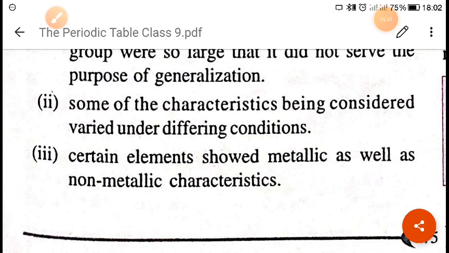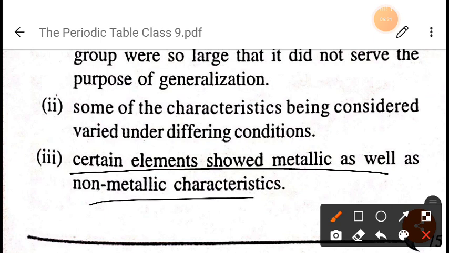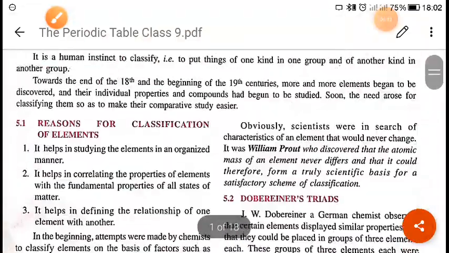So this was also the second factor which was not found to be satisfactory for the classification of elements, right? Next, certain metals show both metallic as well as non-metallic characters, so that is why we cannot classify them into metal and non-metal either. So many metals are there, or we can say metalloids. We call them metalloids. They show both the properties of metal as well as non-metal, right? So I hope you have got some idea about why there was a need to classify the elements, right?